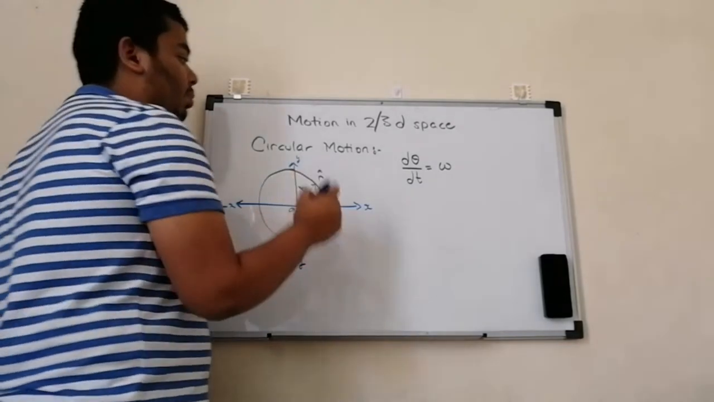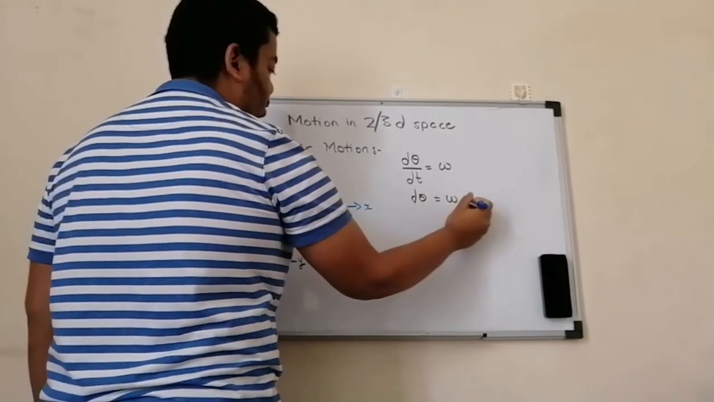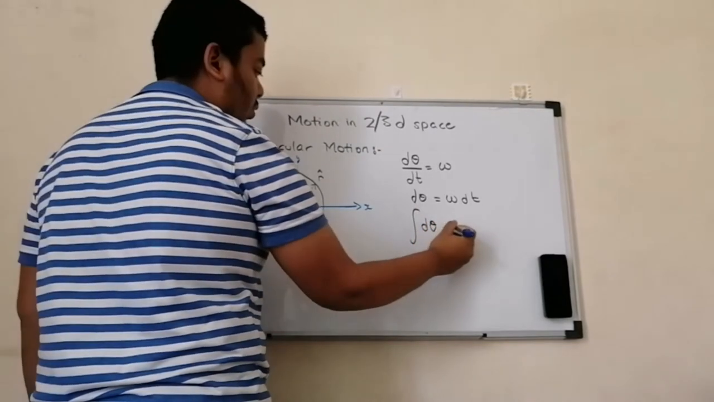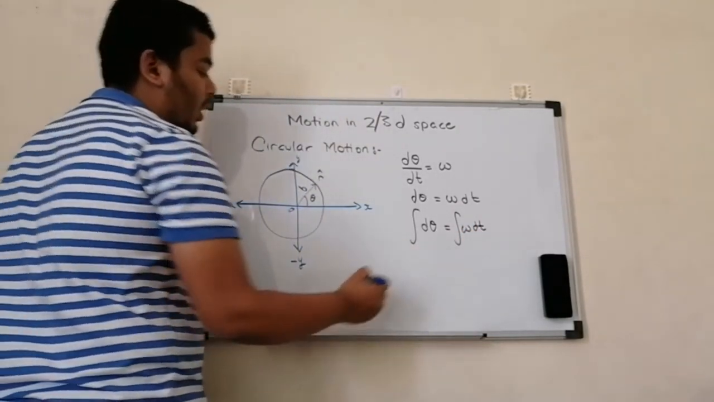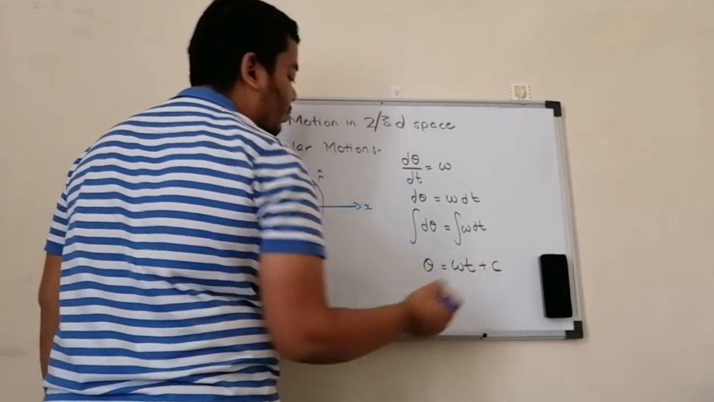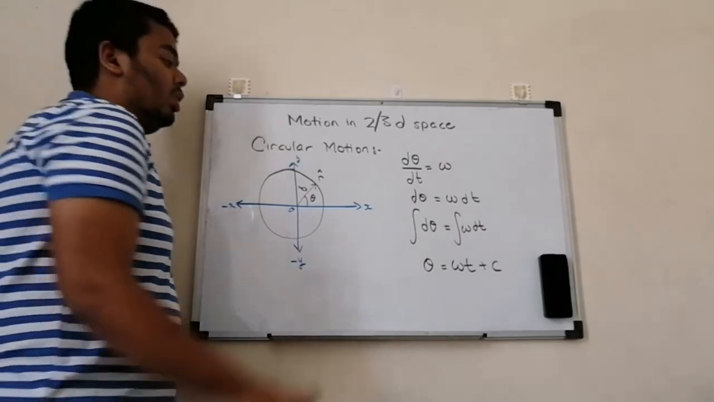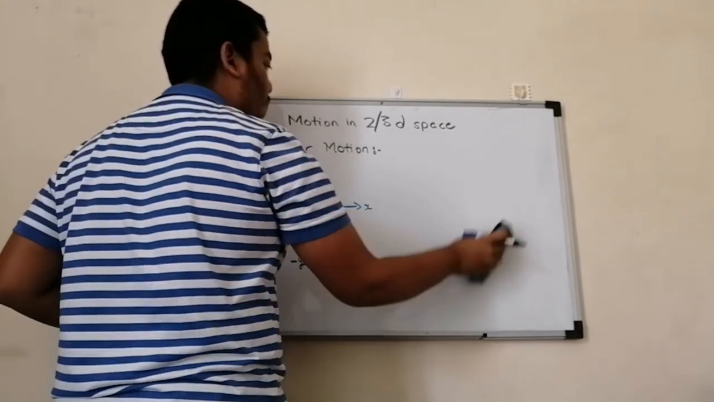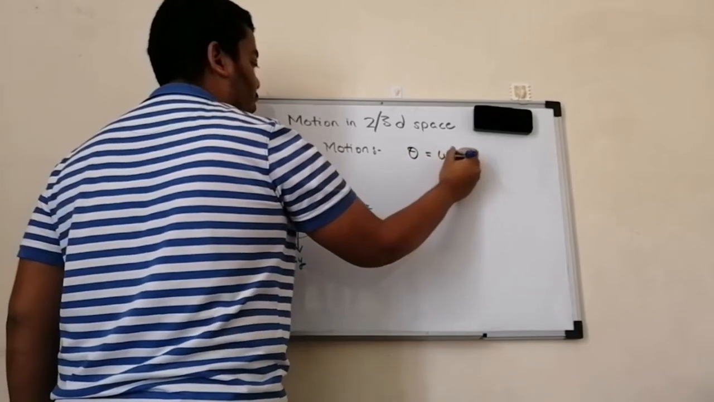Now let's do separation of variables, like a first order differential equation. We will get d theta equals w dt, okay? Now we can integrate both the sides. When we integrate both the sides, we end up with this equation: theta is equal to wt plus c. Perfect. Now, we will focus our attention on this particular expression, theta is equal to wt plus c.